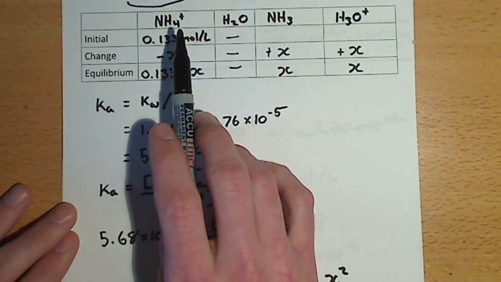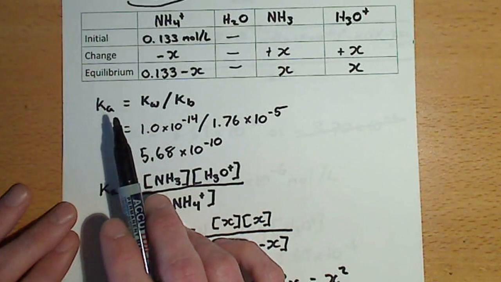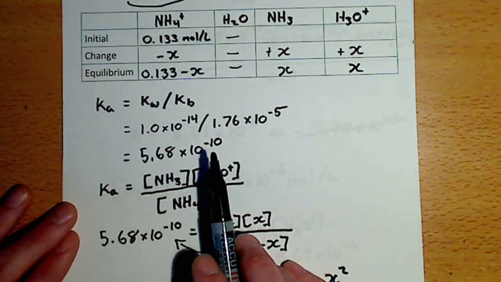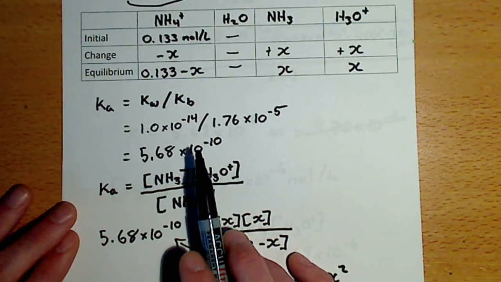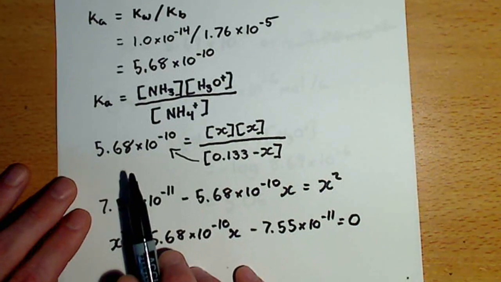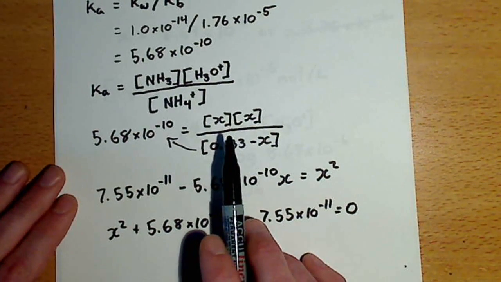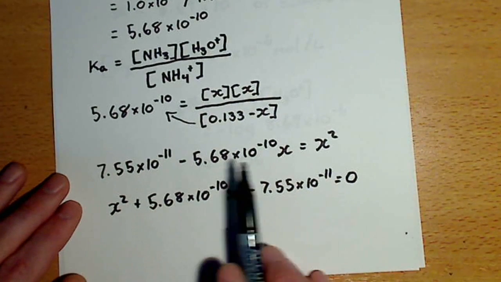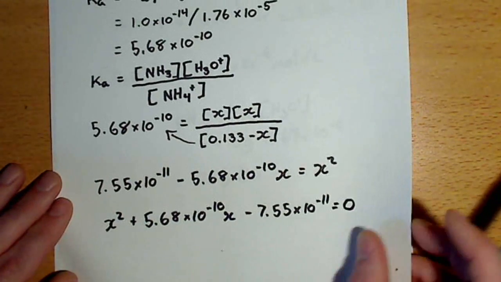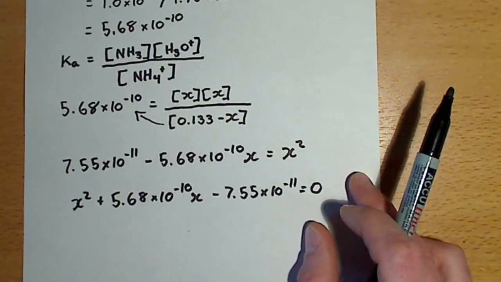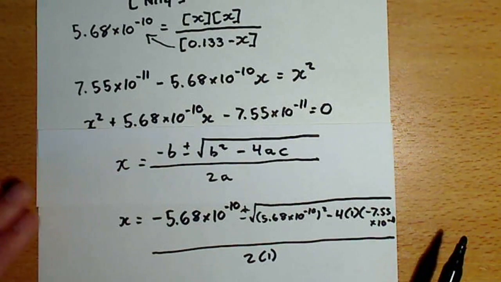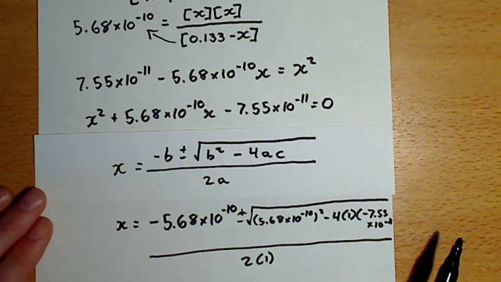Because I'm working with a weak acid, I needed a Ka value, but was only provided the Kb. So I solved for Ka using our Kw relationship. I then wrote my Ka expression, plugged in the values that I knew, rearranged, and solved for a quadratic equation. Using my quadratic equation, along with my quadratic formula, I was able to solve for the values of X.